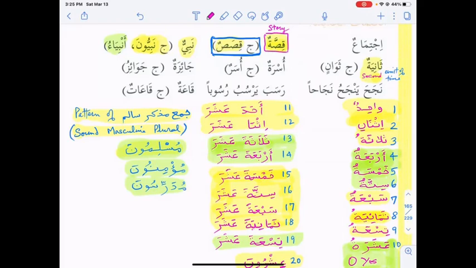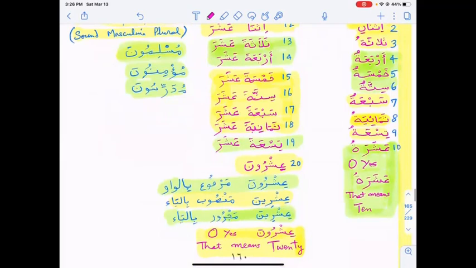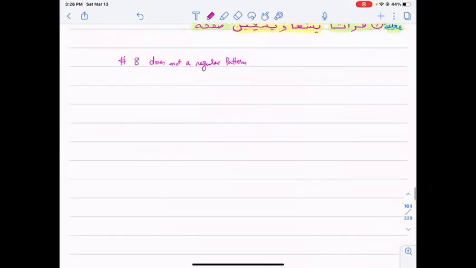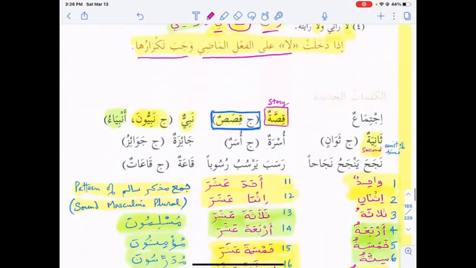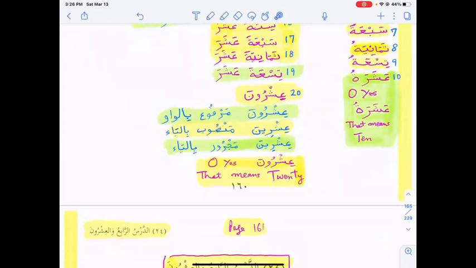Wahid, isnani, salasa. Wahid, isnani, salasa. Arba, khamsa, sitta. Sab'a, samaniya, tisa. Ashara. Oh yes, Ashara. That means 10. Did you get the idea?